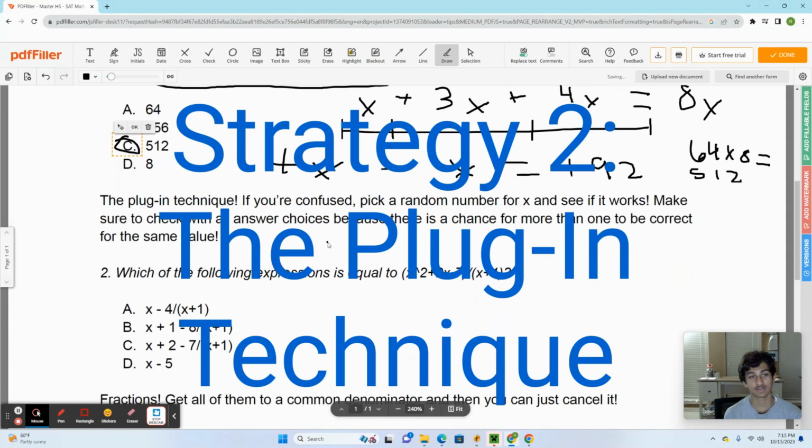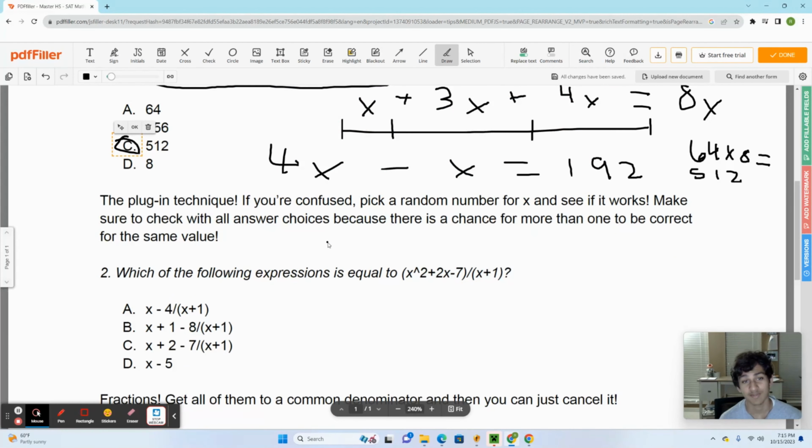All right, so our next strategy is the plug-in technique. This strategy is really useful if you're confused and don't know what to do on the test. You just have to pick a random number for x and see if it works. Sometimes they'll be asking for equivalent expressions, and you can just plug in whatever value you choose for x. What I like to do is choose values that are really low and really easy to work with. So let's take it into a practice problem.